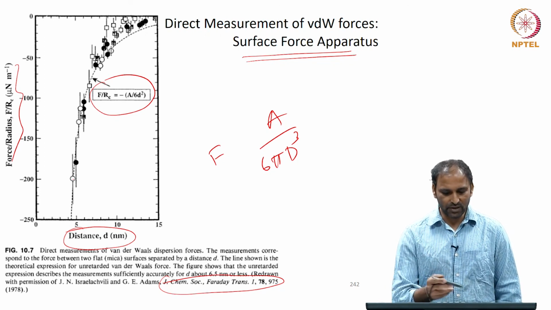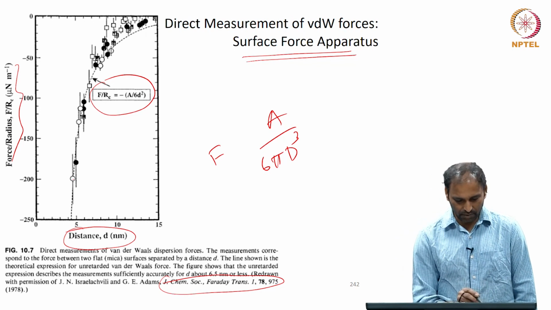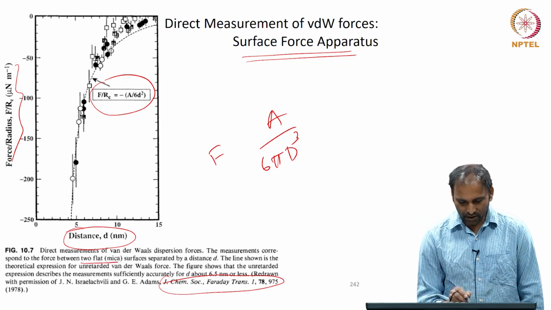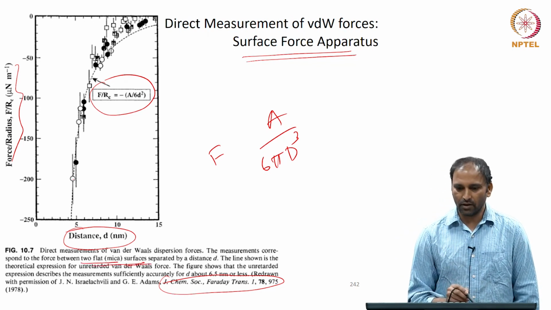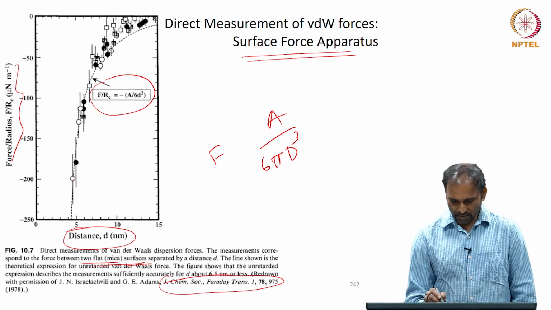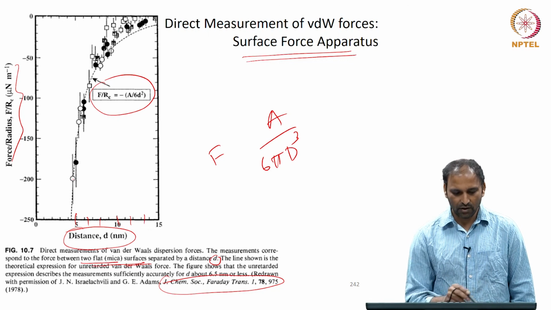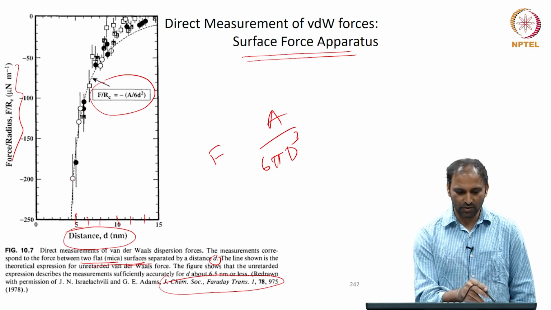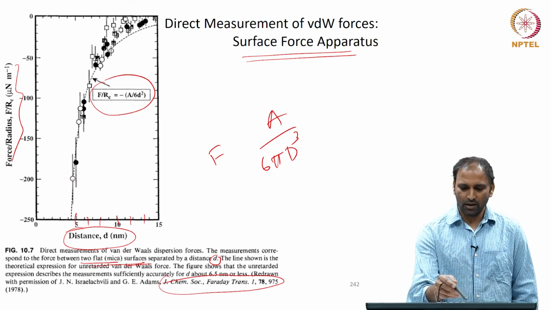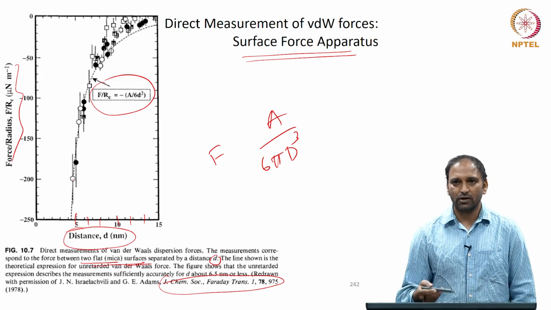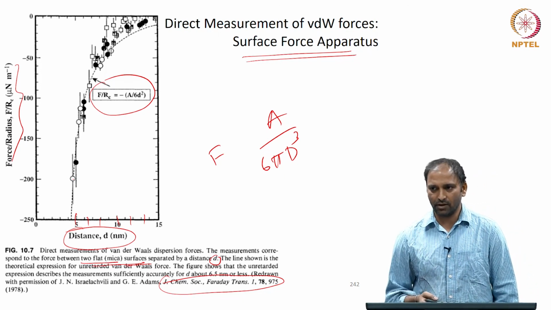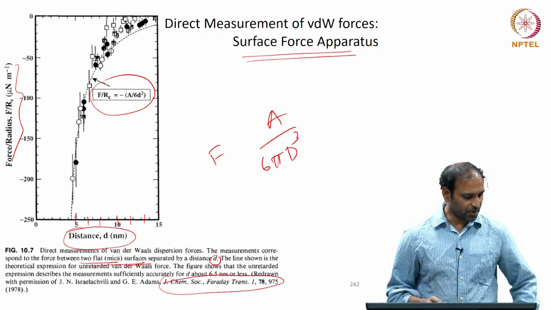and it is actually done between two flat mica sheets, okay, separated by a distance d. For several distances, you basically get the force divided by radius, and then plot that, and it looks like it actually follows what has been predicted by theory. Okay. So, maybe I will stop here.